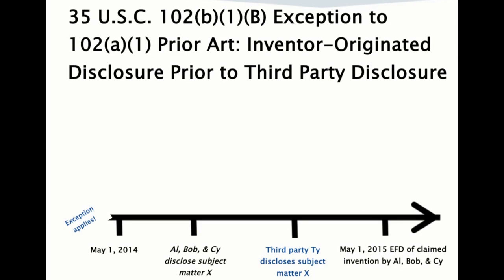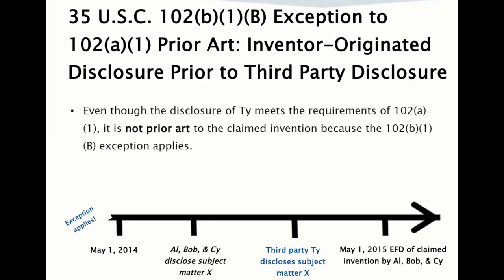This timeline shows the most basic application of the 102(b)(1)(B) exception. The claimed invention of Al, Bob, and Cy has an effective filing date of May 1st, 2015. We find a disclosure of Ty that teaches subject matter X, which anticipates the claimed invention. Ty, in this case, is a third party, meaning he did not obtain the subject matter X from Al, Bob, and/or Cy. Consequently, the disclosure of Ty meets the requirements of 102(a)(1).